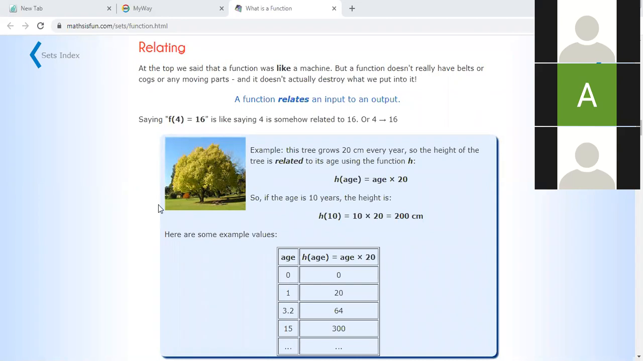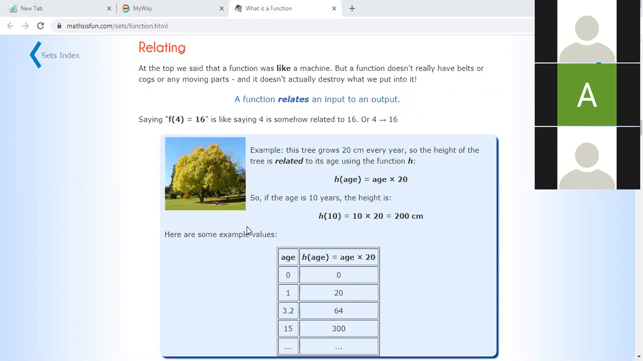Okay, अब हम इसकी example लेते हैं क्लास. Let's suppose this tree, class listen to me, the tree grows 20 centimeters every year. Students, हर साल ये दरख्त जो है 20 सेंटीमीटर increase होता है, इसकी height बढ़ती है. Okay, this tree grows 20 centimeters every year. So the height of the tree is related to its age using the function h. Class means इसका क्या है?